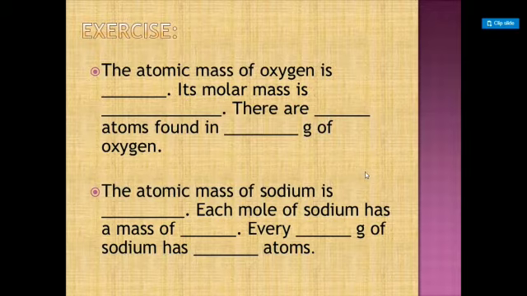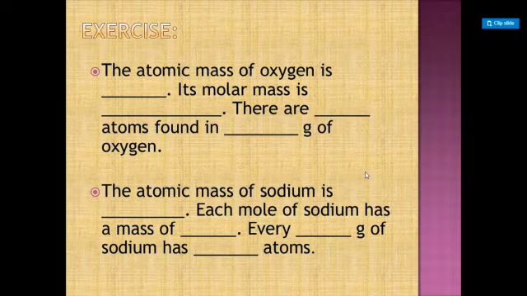So, if you understand the chapter, now do this exercise. Atomic mass of oxygen is dash. Its molar mass is dash. There are dash atoms found in dash grams of oxygen.